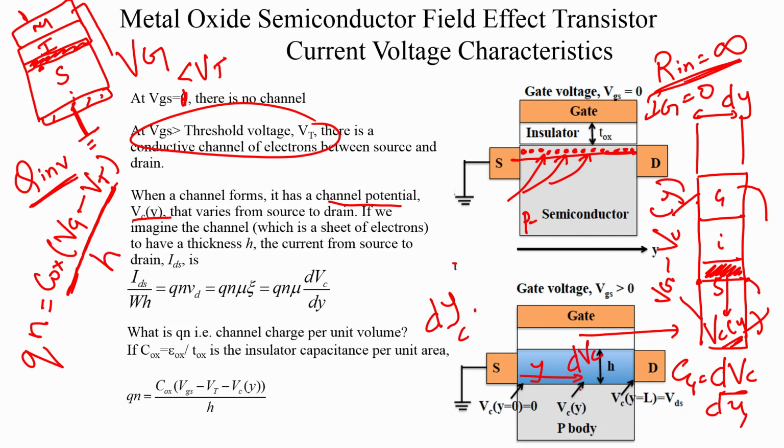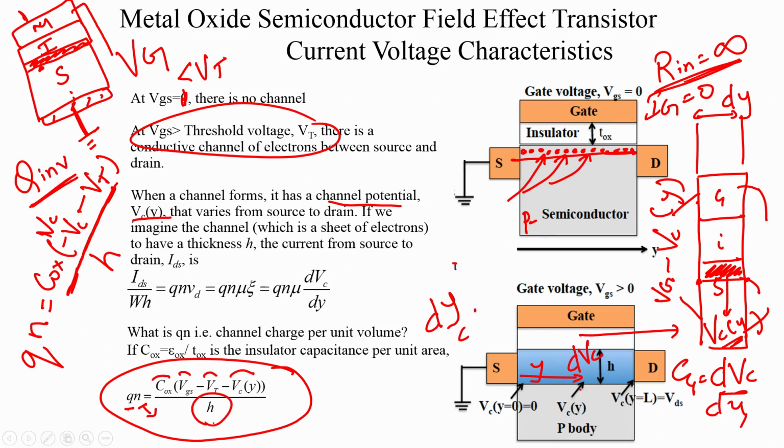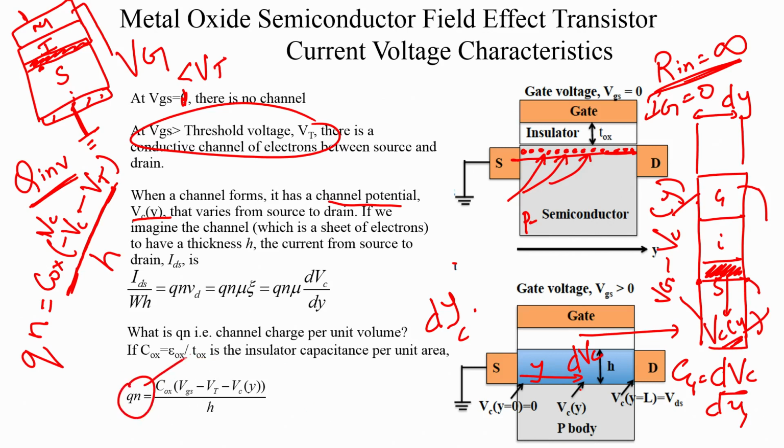So, what we are going to do is replace this little term here, instead of saying Vg minus ground, we are going to say it is Vg minus Vc minus Vt into Cox by H is your Q into N. So, we now have this equation here, which says that Q into N, where N is the number of electrons per unit volume, is Cox into Vg minus Vt minus Vc of y by H. And what we are going to do is we are now going to substitute this Qn in this expression for the current.